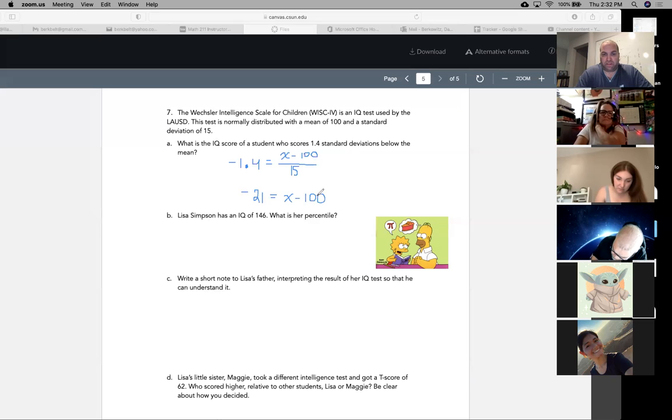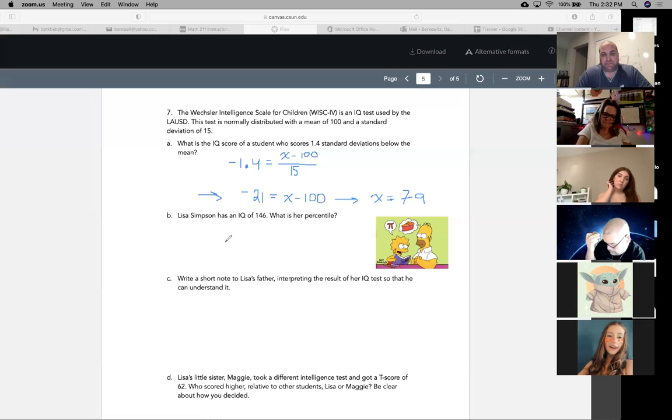And therefore, what is x? Negative 21 minus 100, negative 121? No. How do you get x by itself here? Oh, add 100. What's 21 plus 100? Negative 21 plus 100 is 79. x is 79.